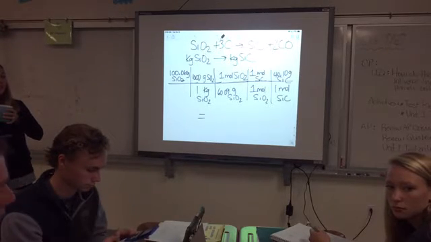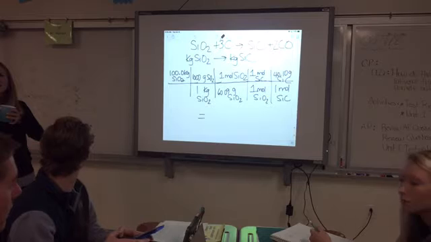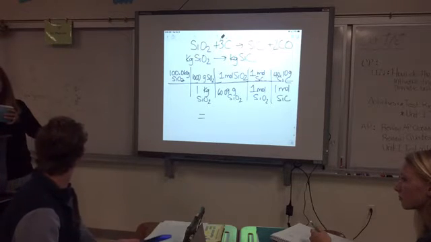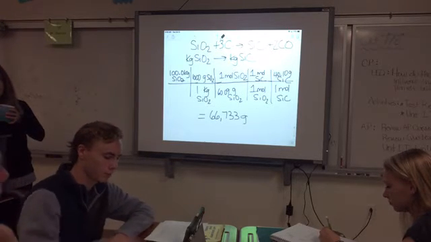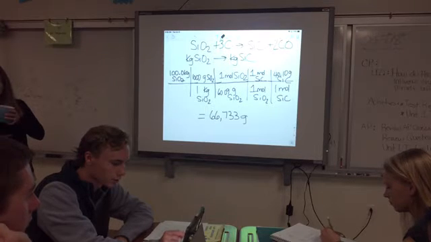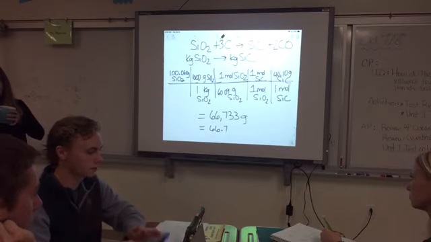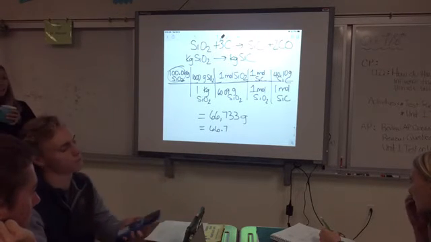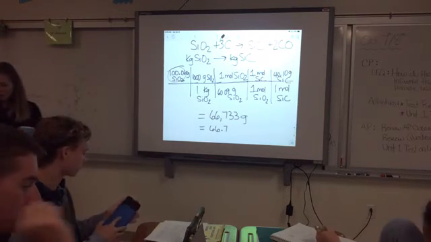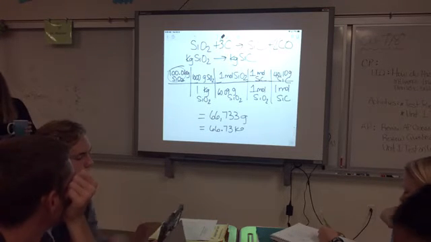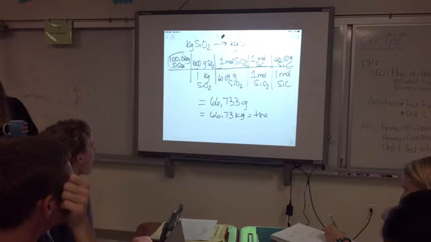What's the answer to this fence? I think it's like 66,000, isn't it? 733, yeah. 66,733 grams. But what do I want it in? Kilograms. So how many sig digs do I get? 4. I get 4. Okay, this is my theoretical yield.